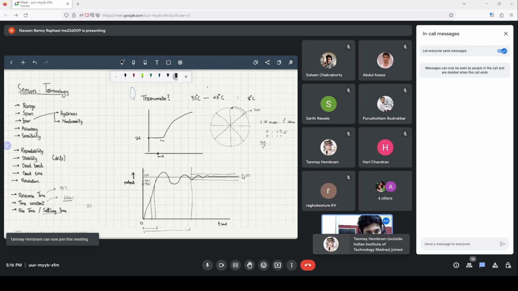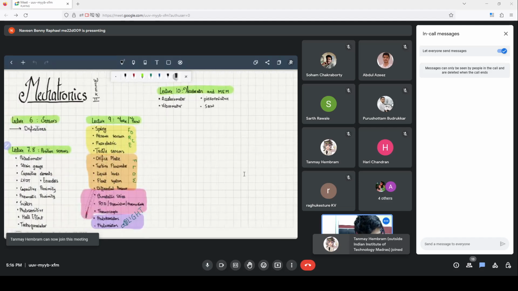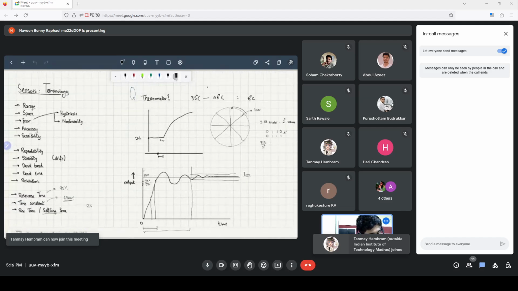The rise time is a similar thing. I should have written this down. Okay, so that concludes most of the terminologies of a sensor.